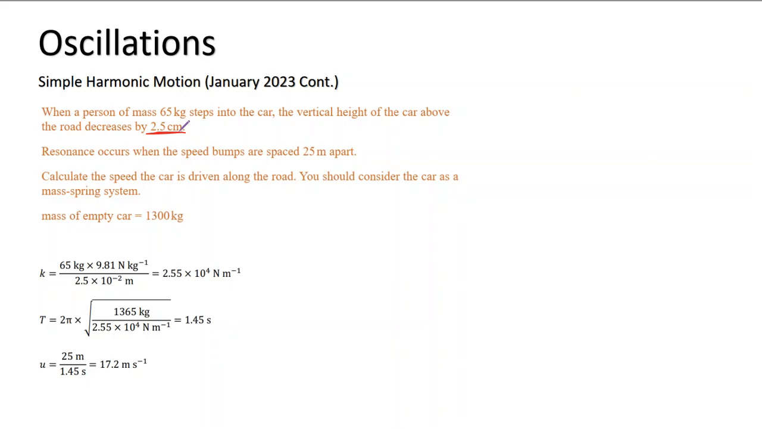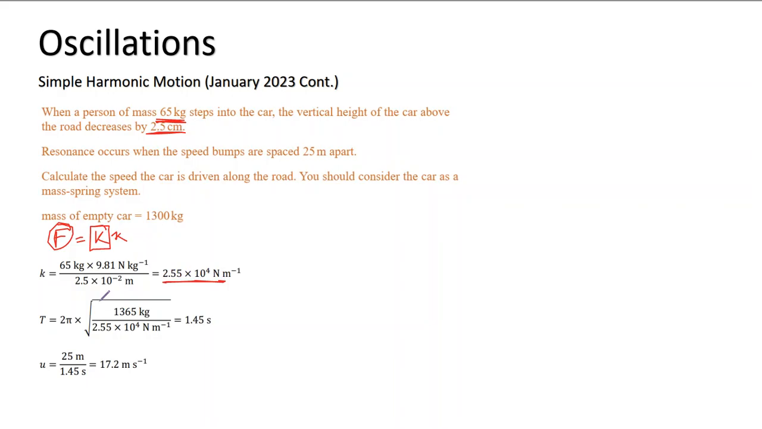Calculate the speed of the car driven along the road. You should consider the car as a mass spring system. Mass of empty car is 1300 kg. So we all know F equals kx. F would be the weight of the person, right? F would be the weight of the person, and x is 2.5 centimeter. So from here you make k the subject of the equation and you get the spring constant.